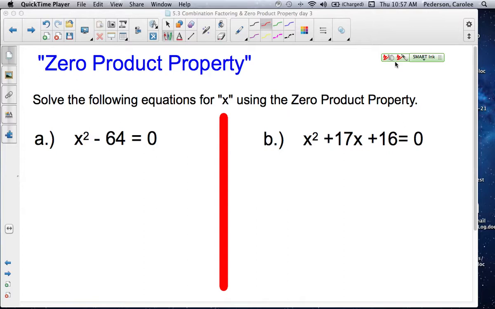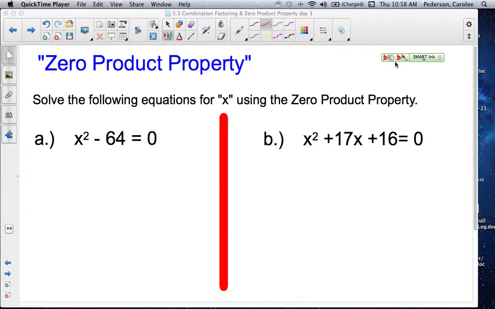So we'll start with example A. X squared minus 64 equals 0. We want to find out what is the value of x. Well, we could probably do it in our head. So we'll say what times what. So 8 times 8 is 64. 64 minus 64 is 0. So our value is 8.